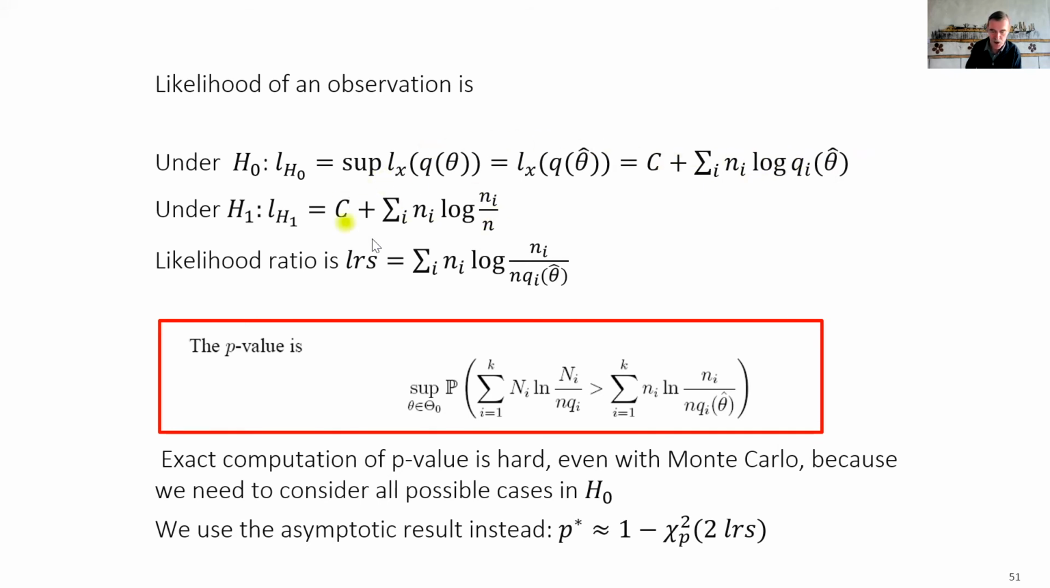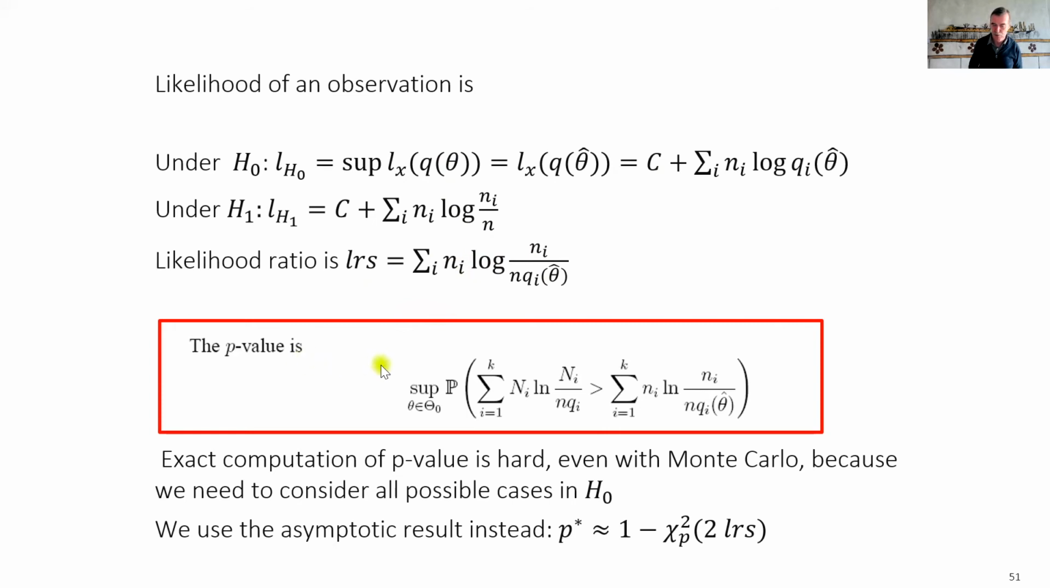Under H1 is the same as before. I assume that under H0, I find an optimal theta, that is theta hat. So theta hat is the optimal parameter I find if I assume that the hypothesis H0 is true. And then under H1, I find Ni over N. And like before, the likelihood ratio statistic is given by this formula, which is simply the difference of the two.